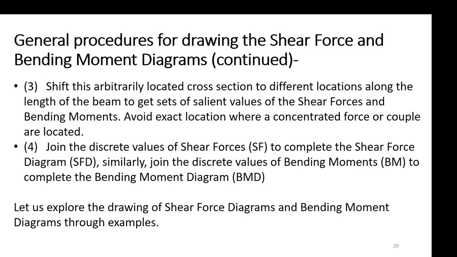Once you do that, then shift this arbitrarily located cross section to different locations as you like. But not very many locations, because you will understand the salient features of the beam and find only a few locations. If you determine those, you can join them either linearly or non-linearly, if you know the distribution, and draw the variation, that is the diagram. Join the discrete values of the shear forces to complete the shear force diagram, and join the discrete values of bending moments to complete the bending moment diagram. That's what we are going to learn now through examples.